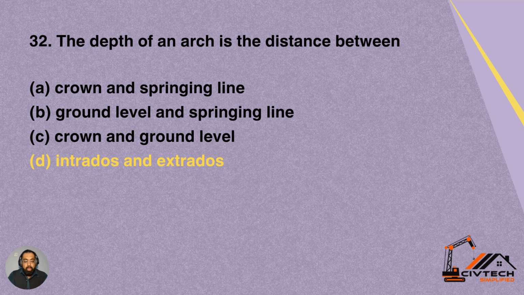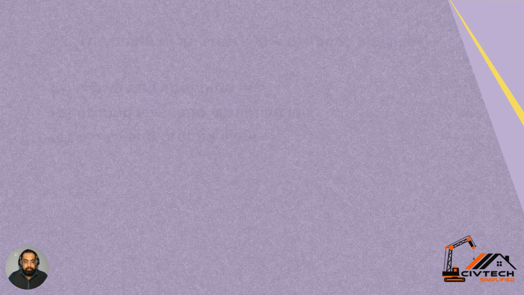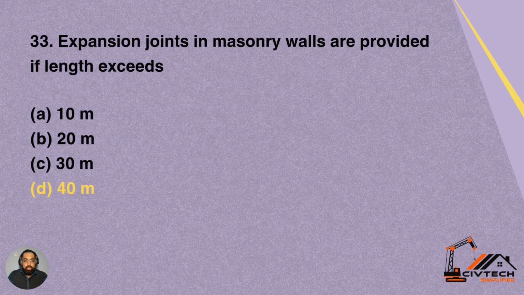Question 32. The depth of an arch is the distance between. So what is the depth of an arch? It's the distance between: A, crown and springing line, B, ground level and springing line, C, crown and ground line, D, intrados and extrados. So remember always, the depth of an arch is the distance between intrados as well as extrados. So option D is correct for this question.